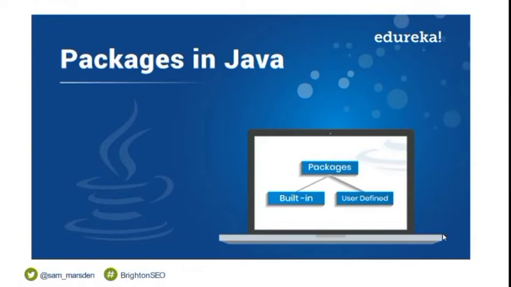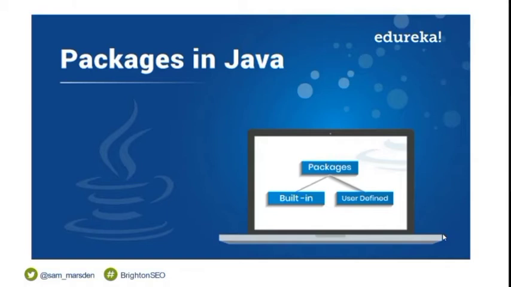First, built-in packages. These packages consist of a large number of classes which are a part of the Java APIs. Some of the commonly used built-in packages are java.lang, java.io, java.util, java.applet, java.awt, and finally java.net.